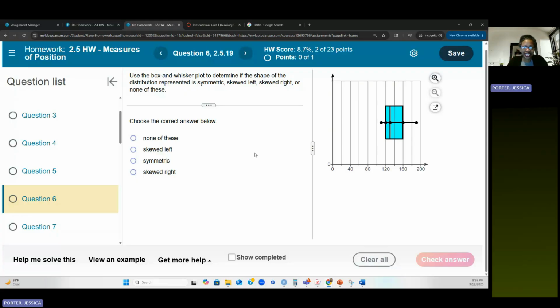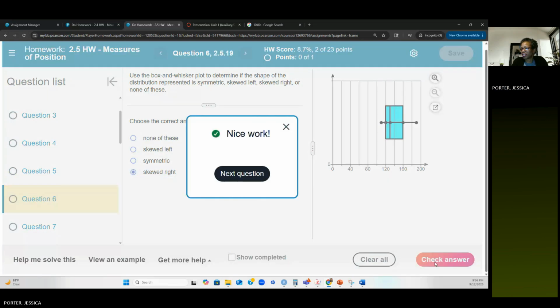Okay, Christopher. That's awesome. That was quick. We got 2 skewed rights. 2 people think they're skewed right because the tail is longer, right, on the right side. So let's try it. Nice work.